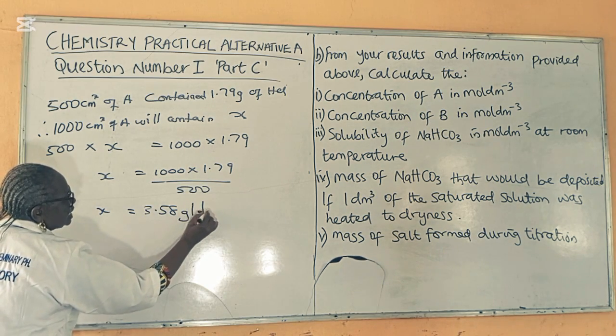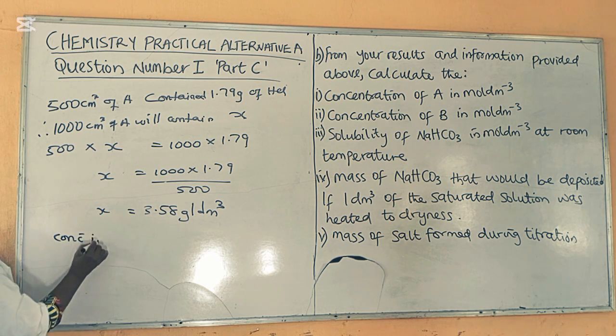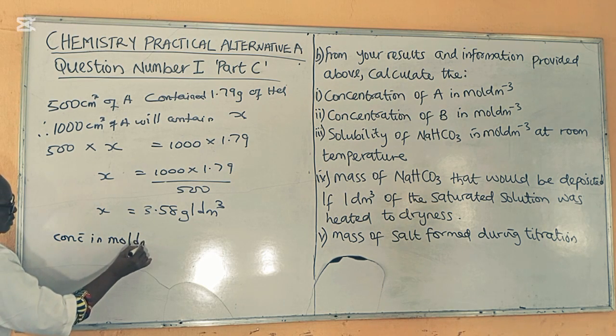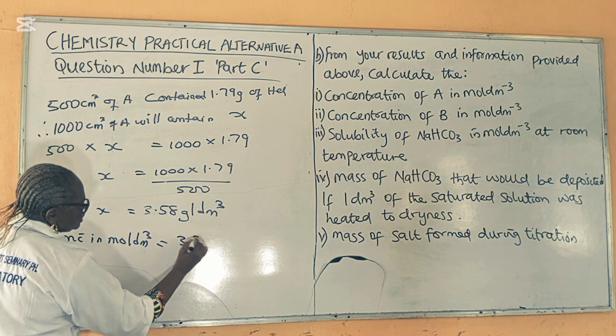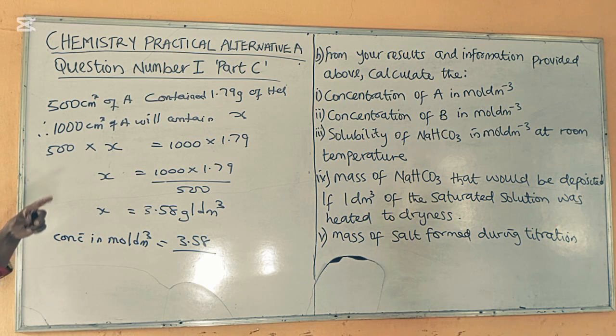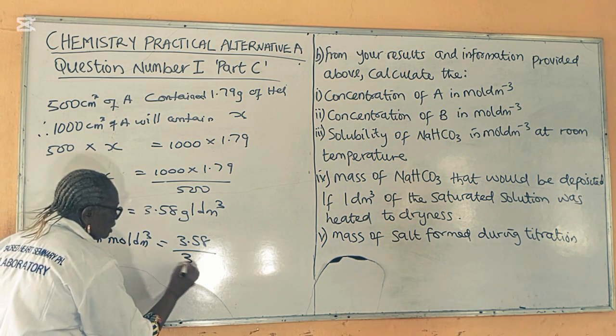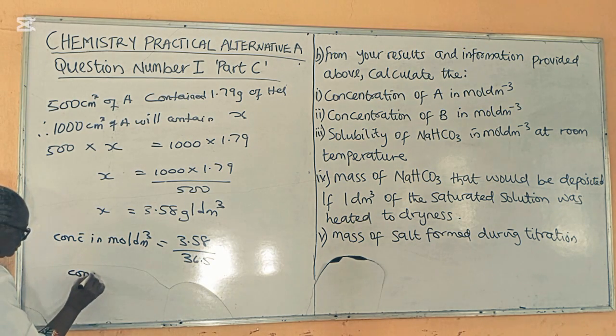So we have succeeded in getting the mass concentration of A. But unfortunately, that's not what they asked us to do. We are going to convert it to molar concentration, which is mole per dm³. So using the formula, concentration in mole per dm³ equals mass concentration, 3.58, divided by the molar mass. Molar mass of what? Molar mass of hydrochloric acid, which is calculated as 36.5.